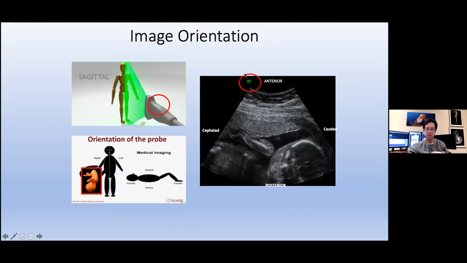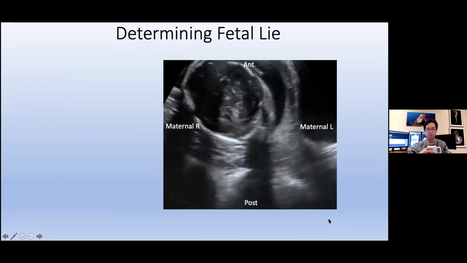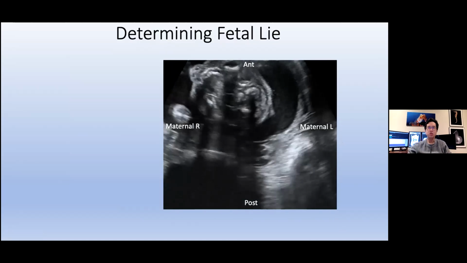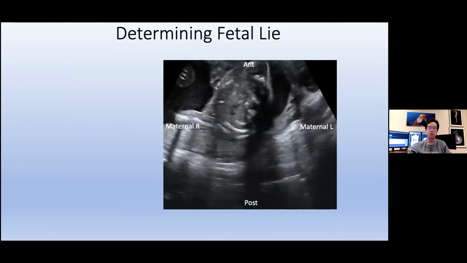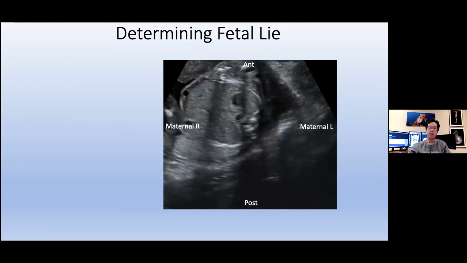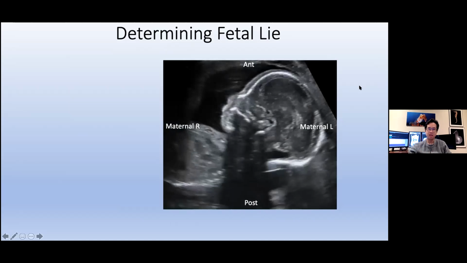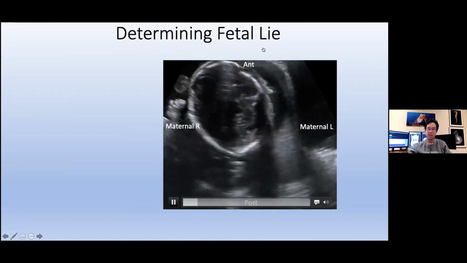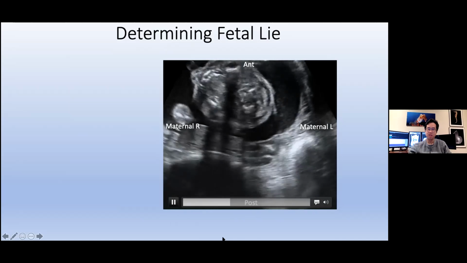Again, I mentioned that notch. You need to figure out, the first time you put the probe down, which way the fetus is facing, because this will help orient your probe, as you're trying to determine the normal fetal anatomy. Maternal anterior is here, this is to the maternal right, maternal left, and posterior.